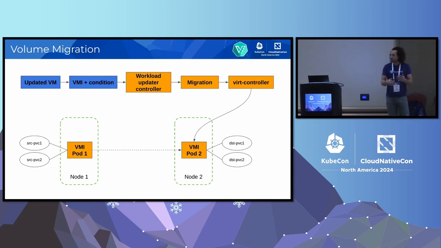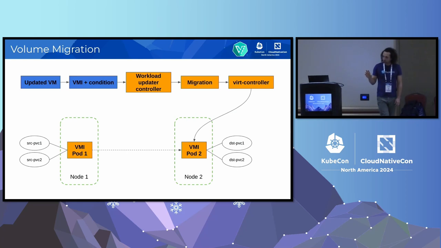So the flow works in a way that a change on the VM object would be recognized as such, and then the workload updater controller would trigger a migration to create a target pod with the new volumes attached, and then the content of the virtual machine would be transferred from the source pod to the newly created one.